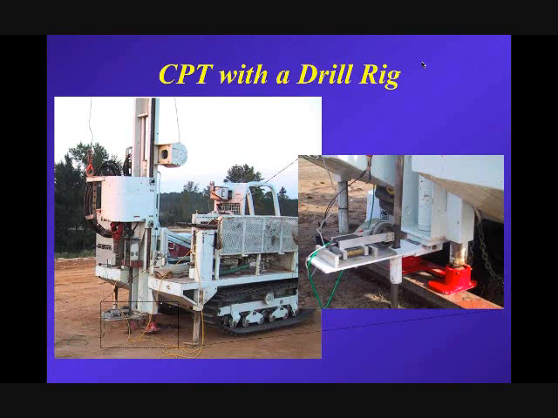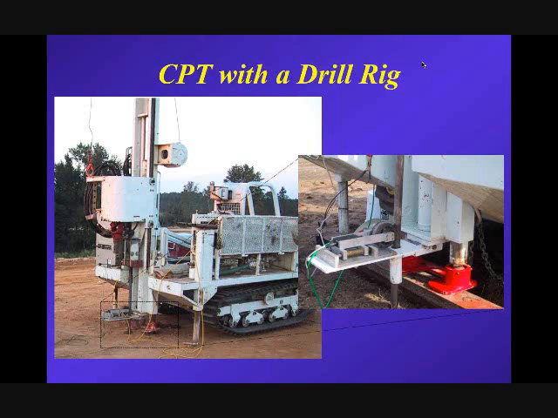This slide illustrates a small track-mounted auger rig. It doesn't weigh very much. It only weighs about 5 tons. But you can push a CPT off the back. And the advantage of using an auger rig is you can actually install a flight of augers to anchor the rig down. So it's very quick and easy to anchor down, and then you just push the CPT with the drill rig.